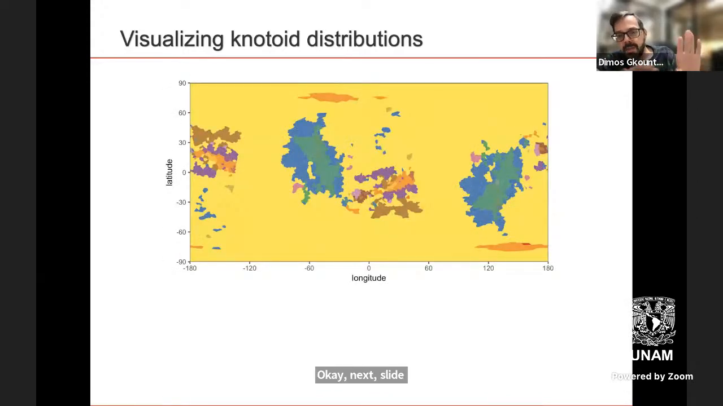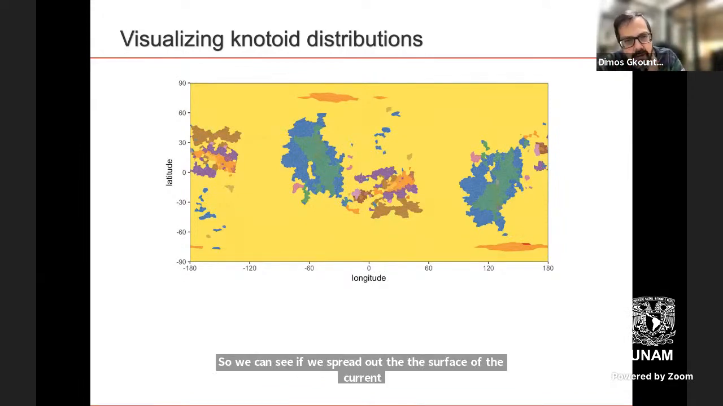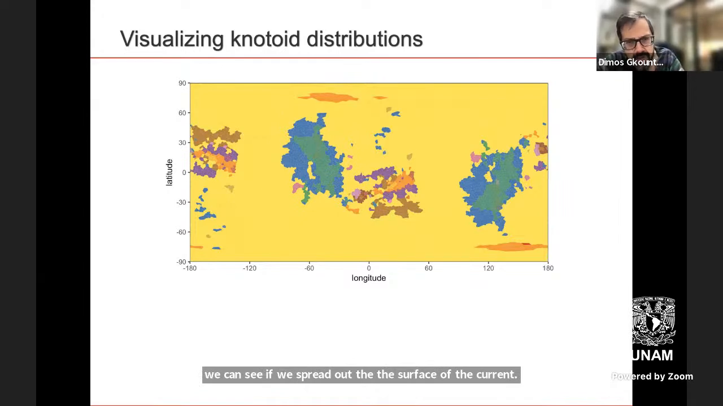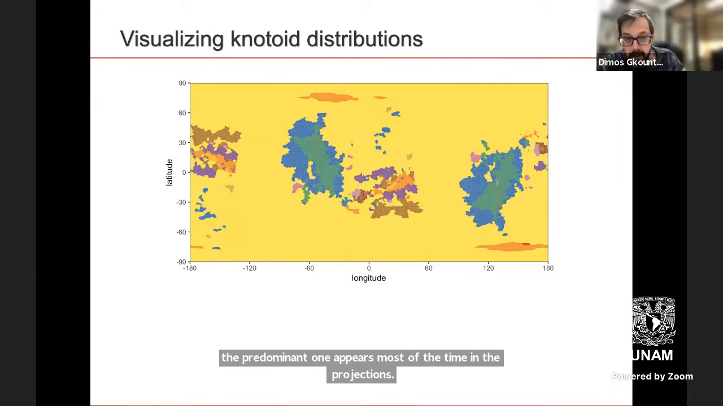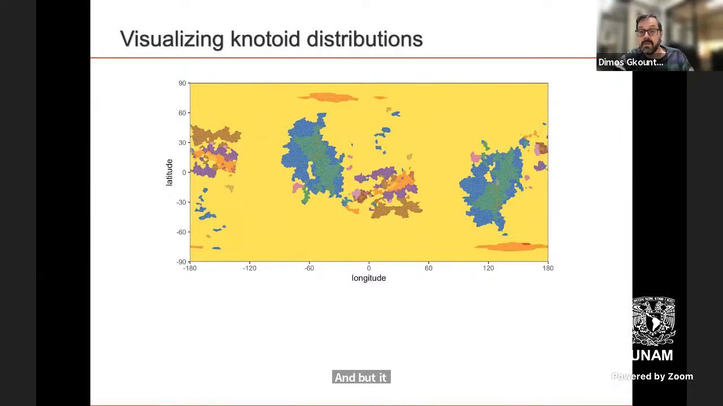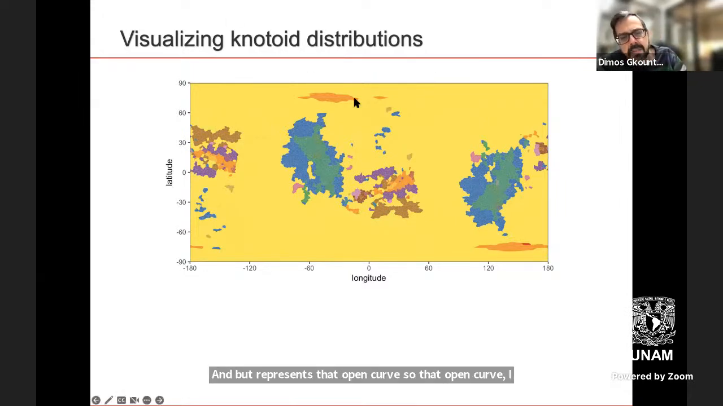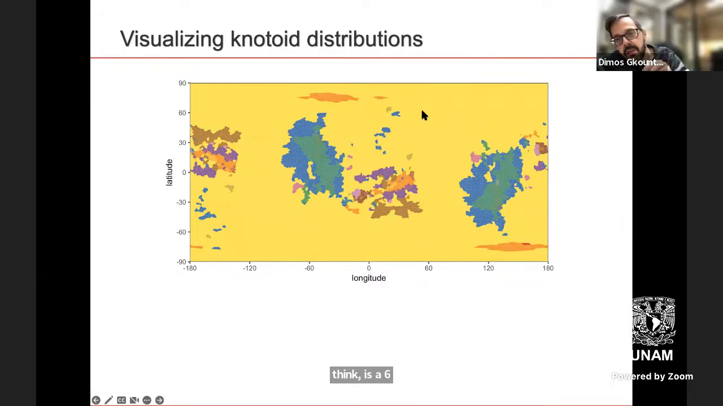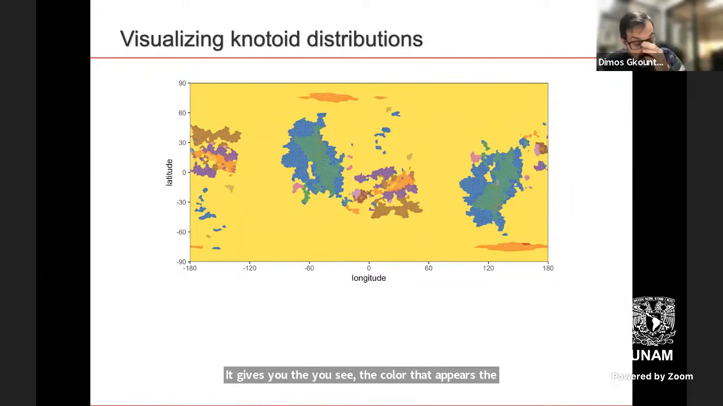So we can see, if we spread out the surface of the sphere, we can see it a bit better. I also have something that looks nicer with the choice of colors. So we see something that has a lot of yellow. This yellow knotoid type is the predominant one, appearing most of the time in the projections, and represents that open curve. That open curve, I think, is a 6_1. But it doesn't matter, it gives you an idea. You see the color that appears the most, and you check which knotoid corresponds to this color.